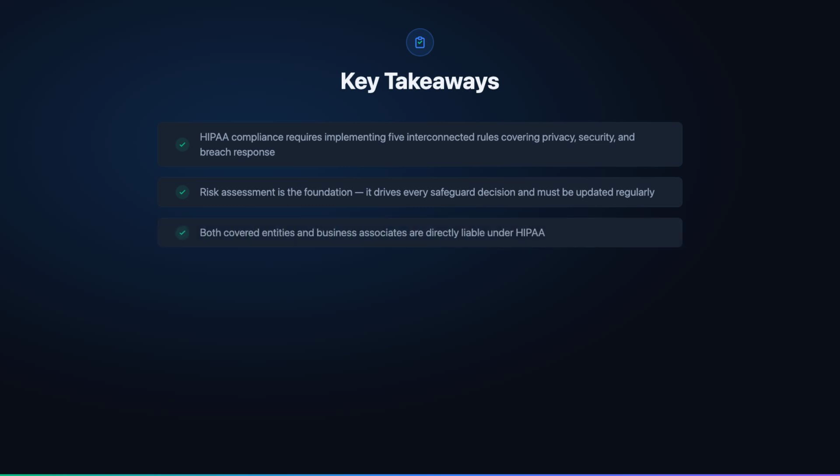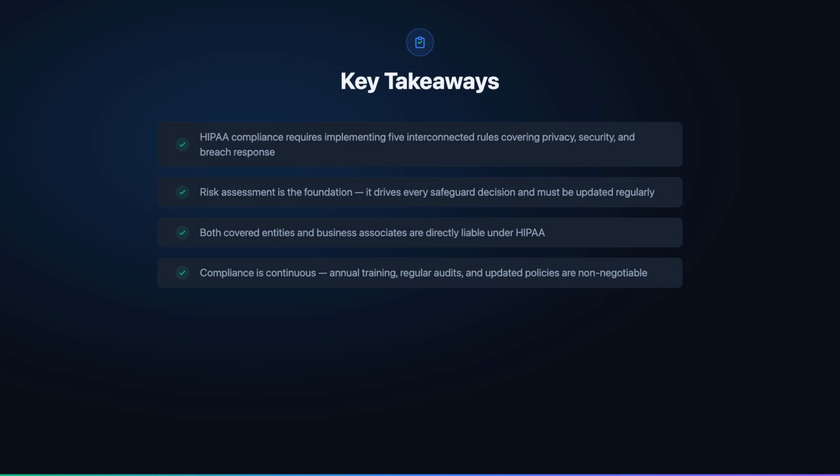Third, both covered entities and business associates are directly liable. The Omnibus Rule extended HIPAA requirements to business associates, making them independently responsible for compliance and subject to the same penalties. And fourth, compliance is continuous.